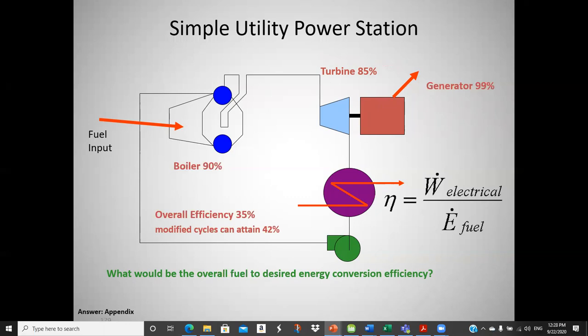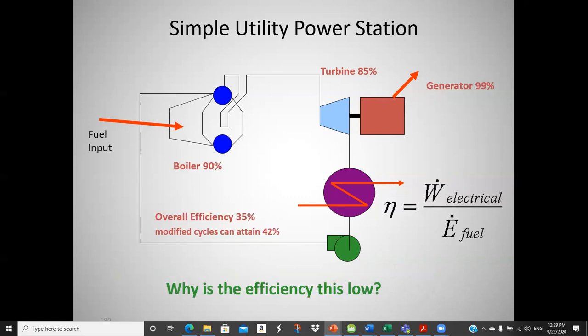Whoa. That, pardon the expression, kind of sucks. And you know what? That's on a good day. Now, modified cycles, supercritical, stuff like that, really pushing the envelope, 42. Combined cycle can get 55, 60, something like that, where you have a gas turbine and something more complicated than just this simple cycle. Well, that's not very good.